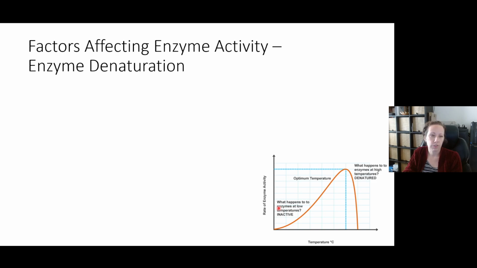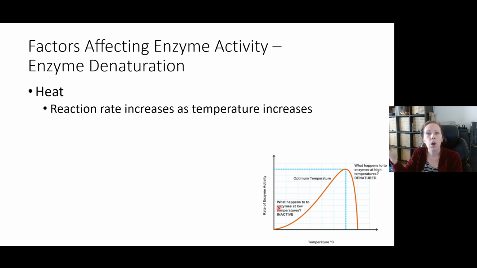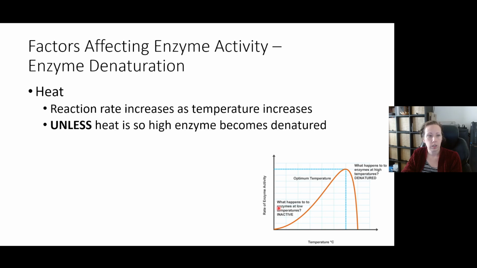The third factor affecting enzyme activity is enzyme denaturation. And within that, there are several ways that enzymes can be denatured. The first one is heat. And we know that reaction rate increases as temperature increases. Okay, we've talked about that before, whether you're in chemistry or earlier on in food sciences. As the temperature increases, the reactions will increase. Unless, however, an enzyme is involved, because if the heat is so high that the enzyme becomes denatured, then now that enzyme won't be active, right?